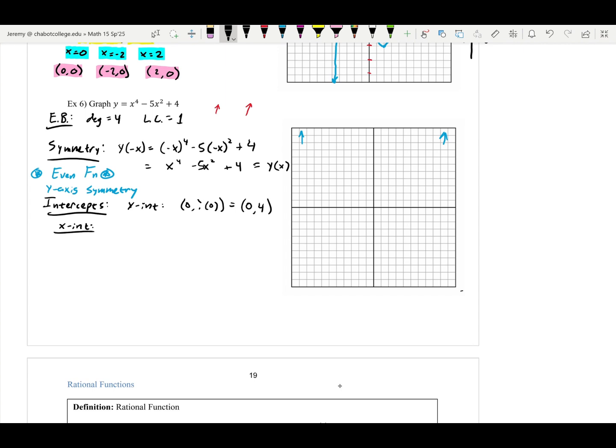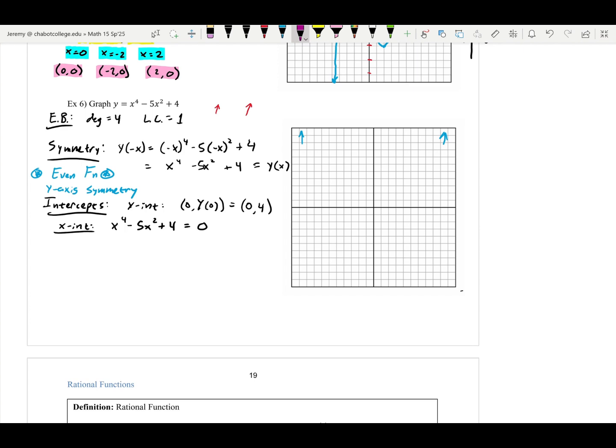Let's find x-intercepts now. X-intercepts, I'll set this function equal to 0 and solve it. So this might kind of scare you because it's a 4th degree polynomial. We don't have a quadratic formula for a 4th degree polynomial. So we have to factor this. Now we could try to use the rational zeros theorem and synthetic division and guess zeros and all that stuff, but this function is actually quadratic in form.